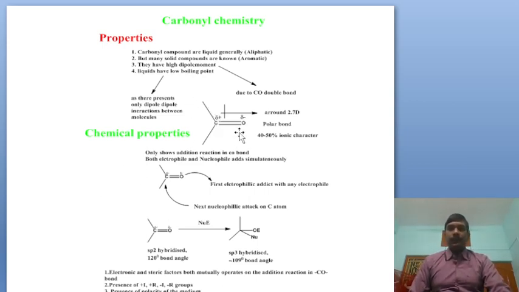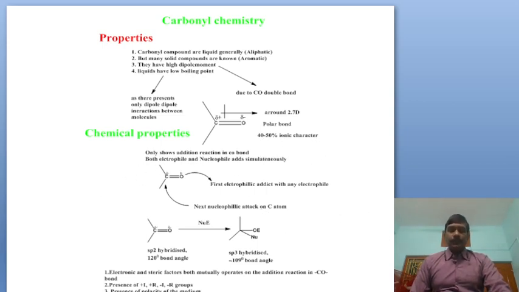It is the carbonyl group. Here delta plus charge appears on carbon and delta minus charge appears on the oxygen atom, and the dipole moment is around 2.7 debye. For this reason, carbonyl compounds are polar compounds, and they have about 40 to 50% ionic character.